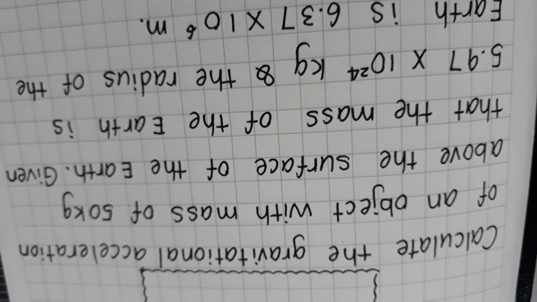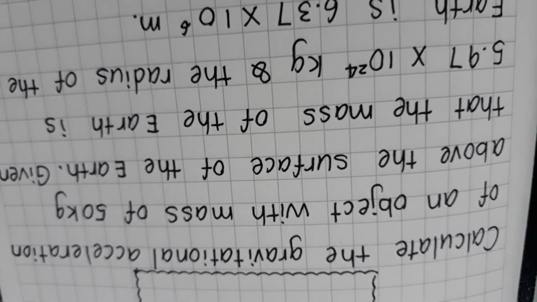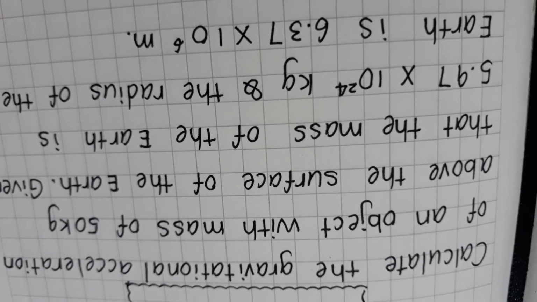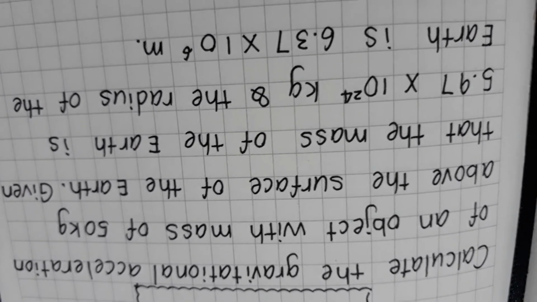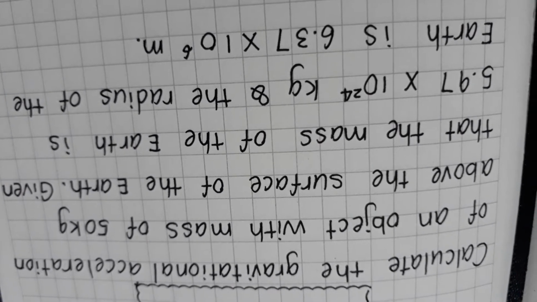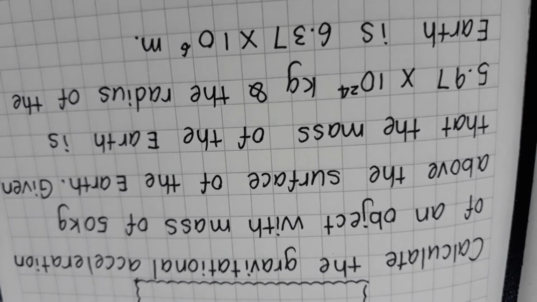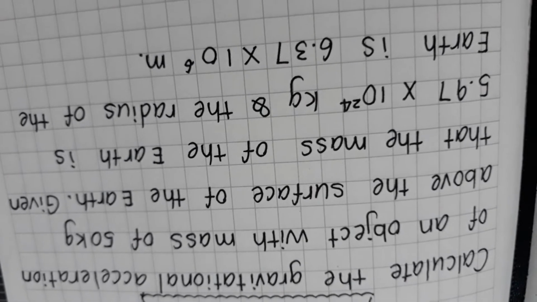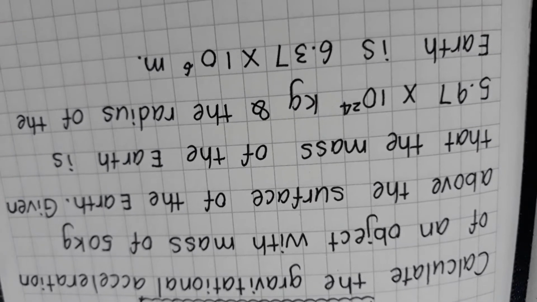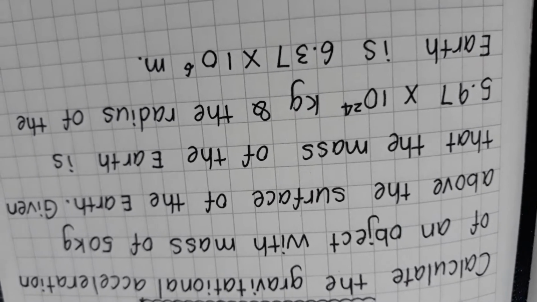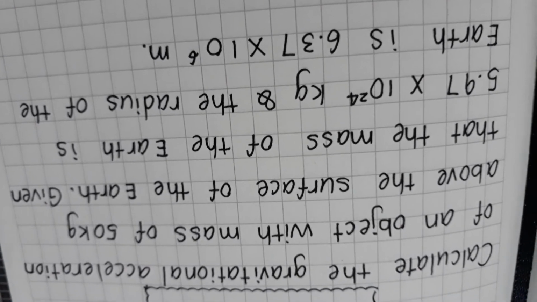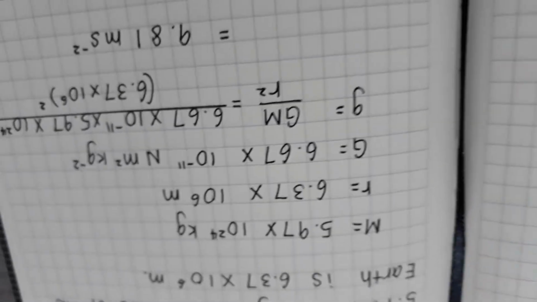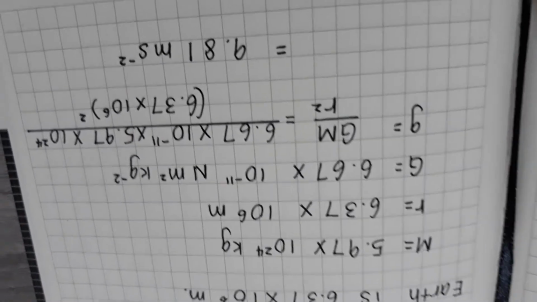Calculate the gravitational acceleration of an object with the mass of 50 kg above the surface of the Earth. Given that the mass of the Earth is 5.97 times 10 power of 24 kg and the radius of the Earth is 6.37 times 10 power of 6 meter. So how are we going to calculate the acceleration?